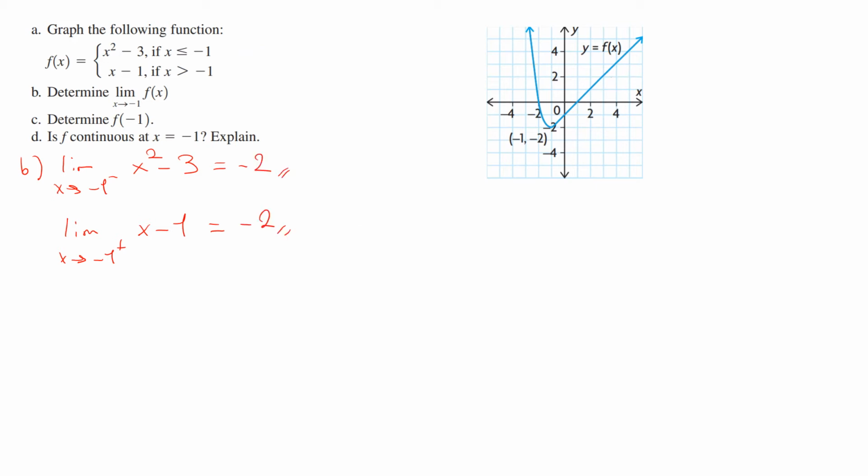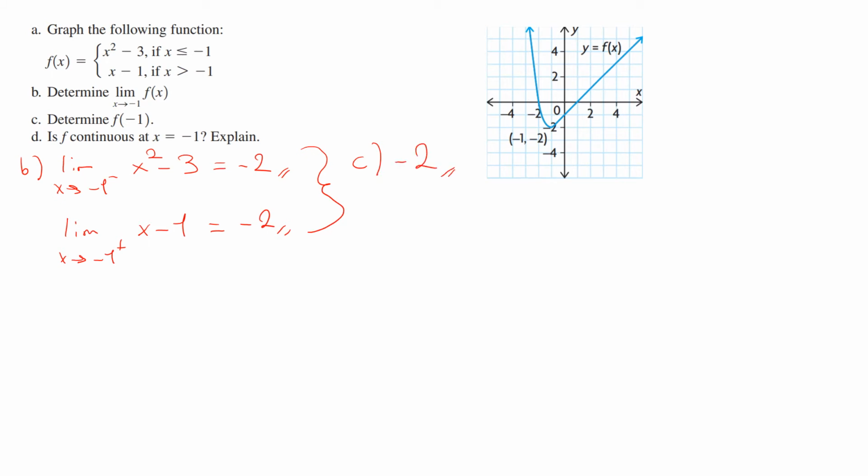For part C, it's already something we found. It's just saying if you plug in -1 for the x value, what will your y value be, like f(-1), which is something we found here already. So part C would just be -2.